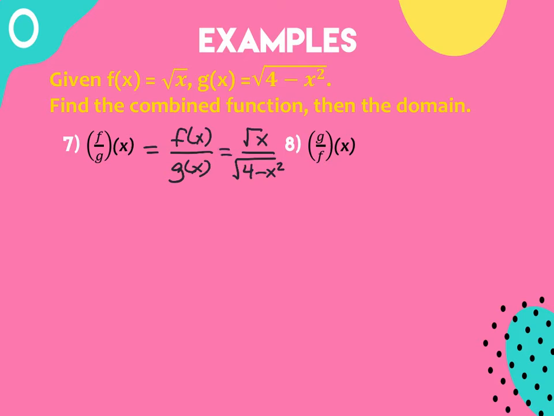So the combining part is the easy part. However, the domain part, this is where it's going to be a bit challenging. That's all we have to do? Yep. And then same thing here.